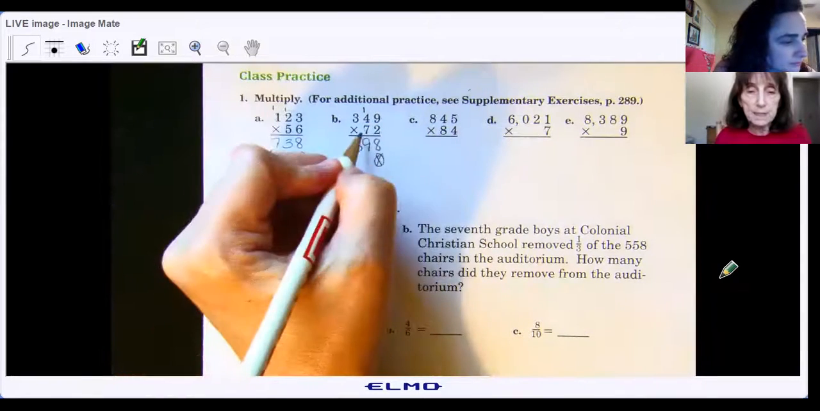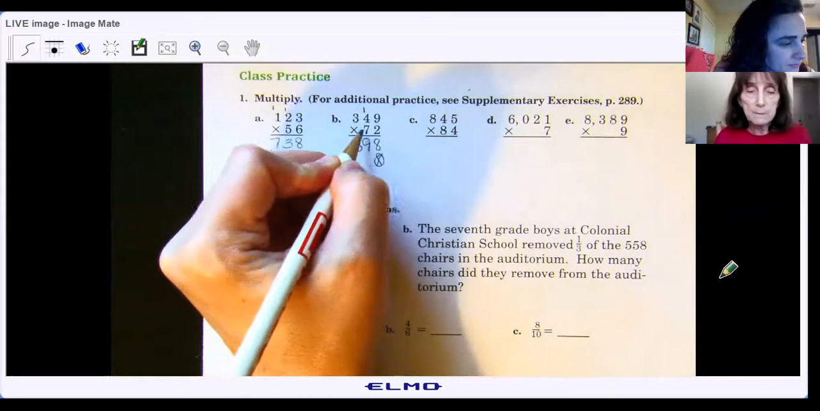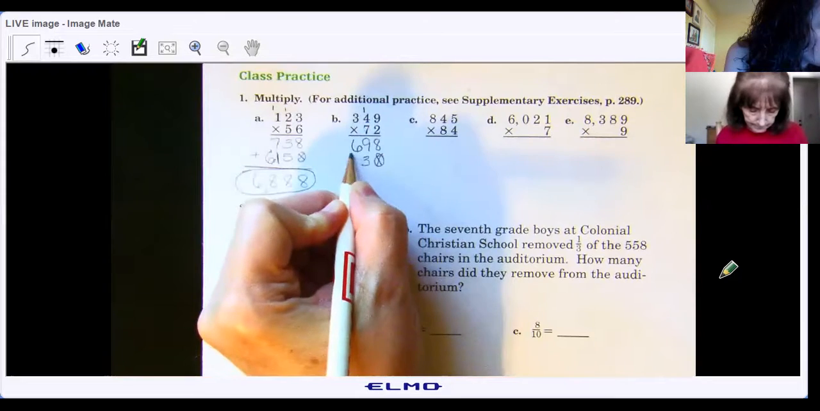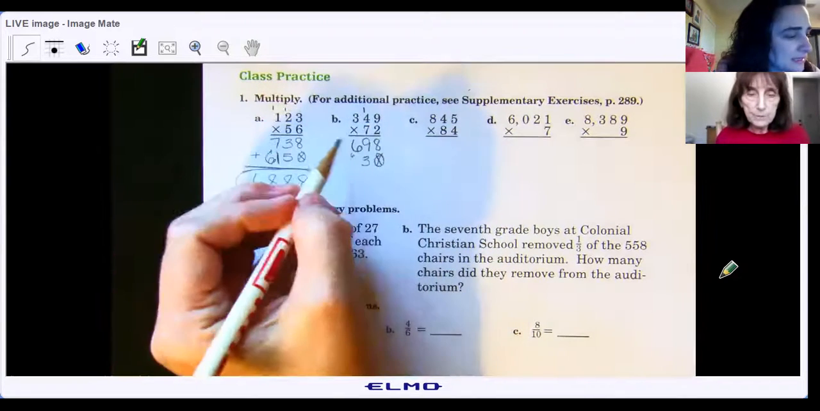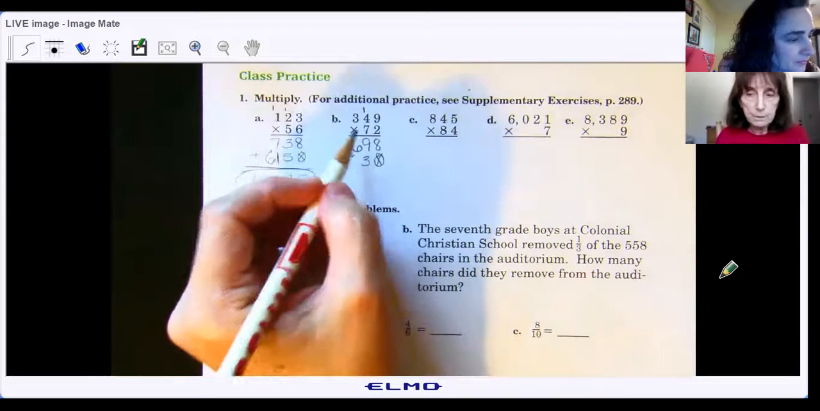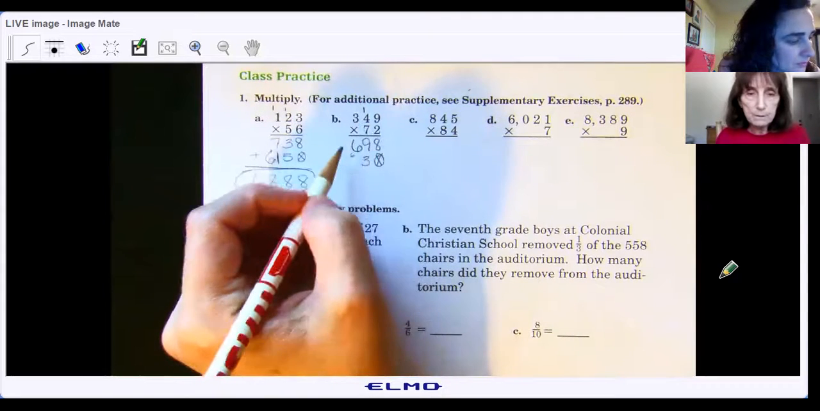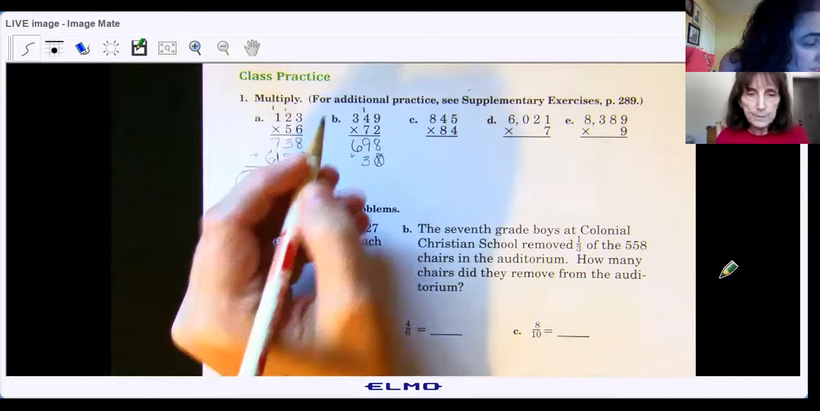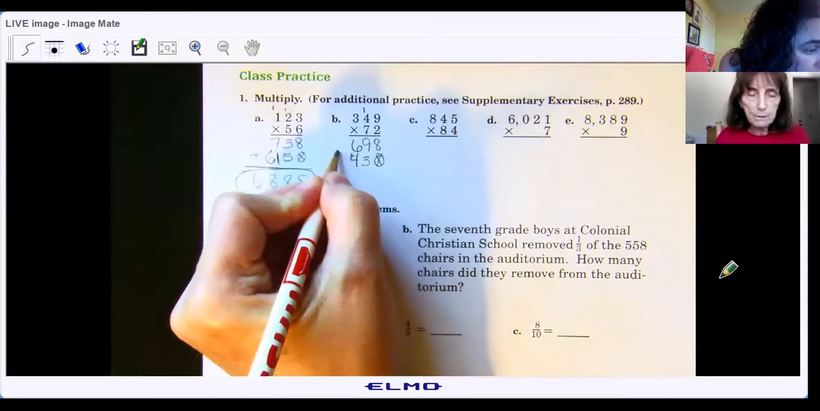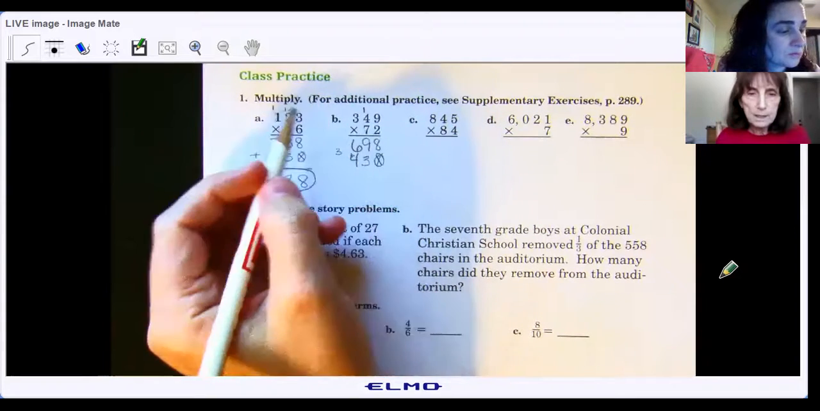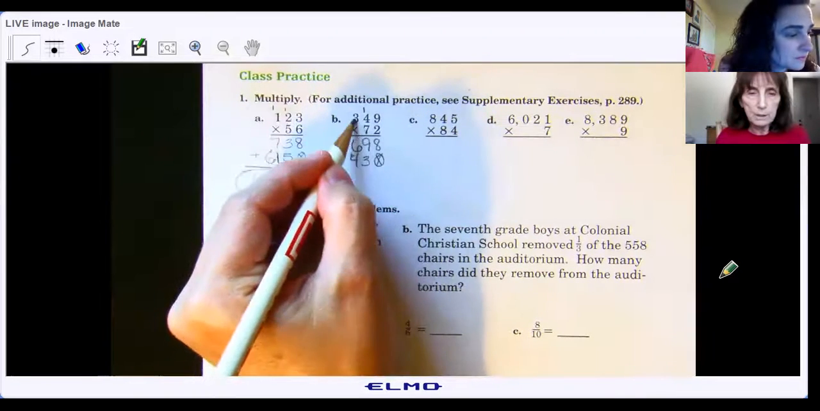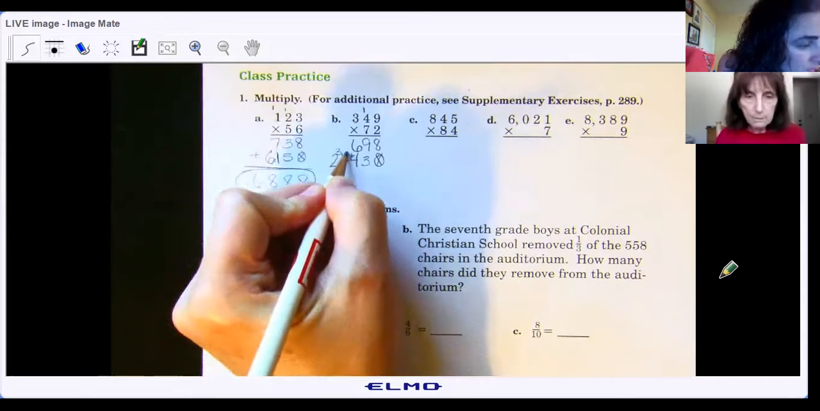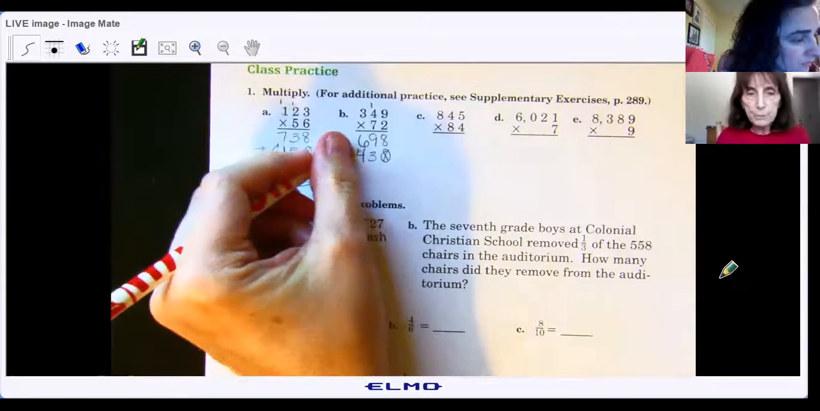Now 7. 7 is in the tens place. 7 times 9 is 63. Put down your 3, carry your 6. See how 7 times 6 is here. 7 times 4 is 28, and 6 is 34. Carry your 3. 7 times 3 is 21, and 3 is 24. Okay, now you're going to add those partial products together.